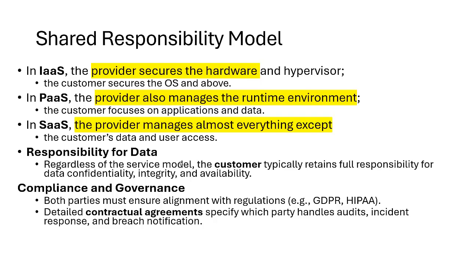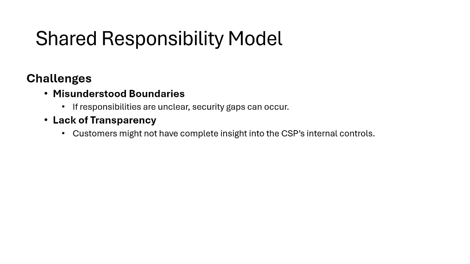And if you want to address all the governance requirements, they need to be addressed through the contractual agreement. You cannot assume, okay, yes, in CISA we learned that it is a responsibility of the cloud provider, it is a responsibility of the customer. No, we need to bring that into the contract. So we can have a detailed contractual agreement which specifies which party handles audits, incident response, and breach notifications. But when we're going for the shared responsibility matrix, we have some challenges.